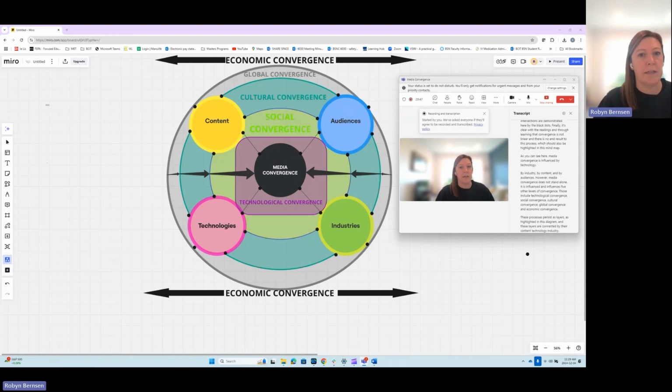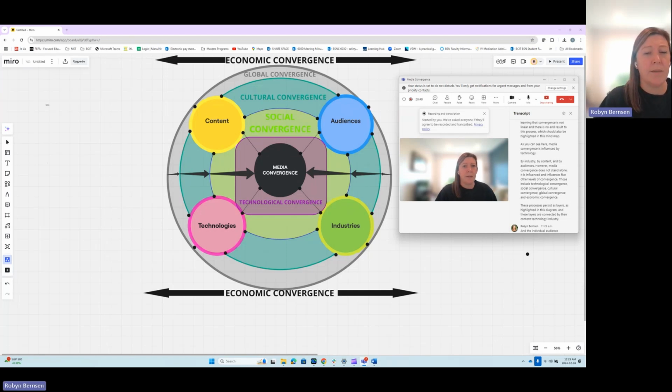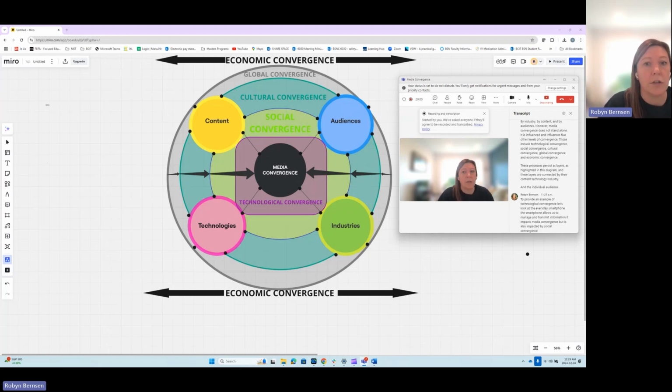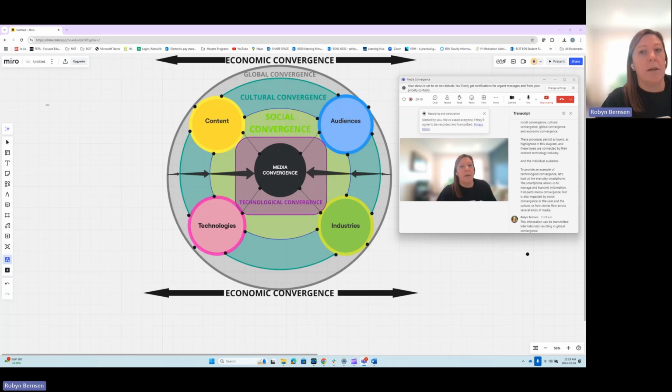and the individual audience. To provide an example of technological convergence, let's look at the everyday smartphone. The smartphone allows us to manage and transmit information. It impacts media convergence, but is also impacted by social convergence, or the user and the culture, or how stories flow across several kinds of media.